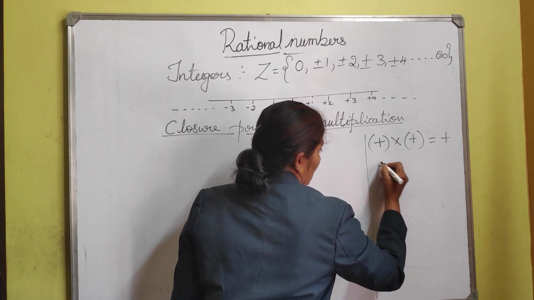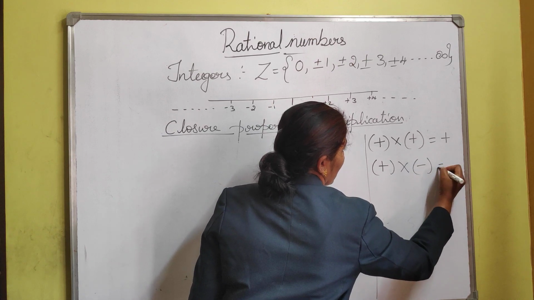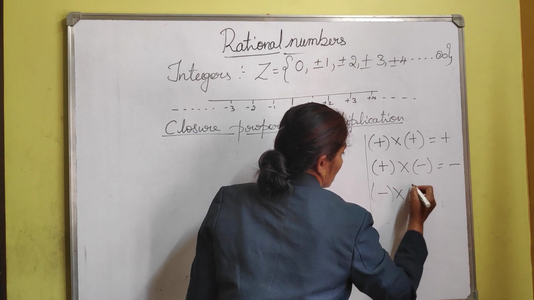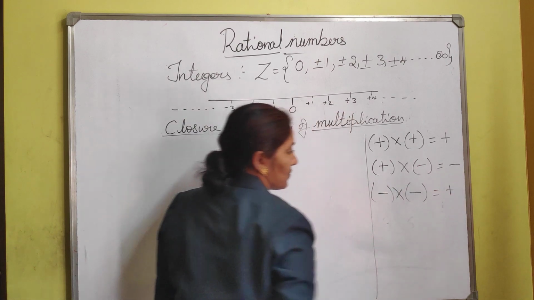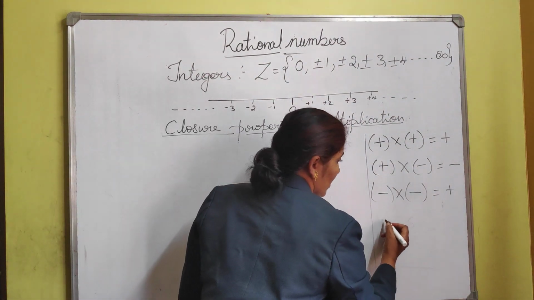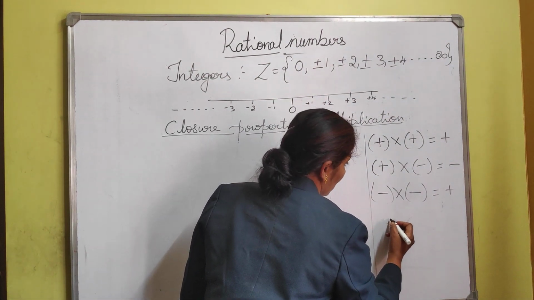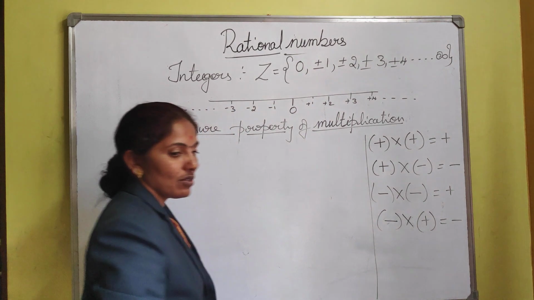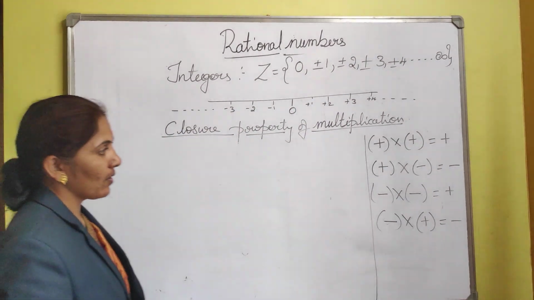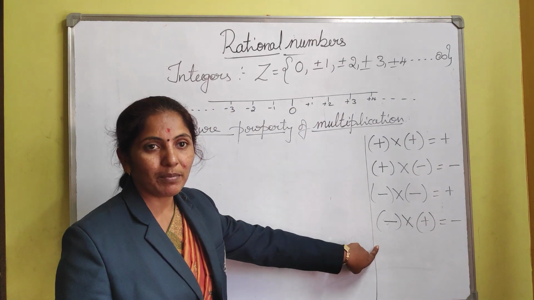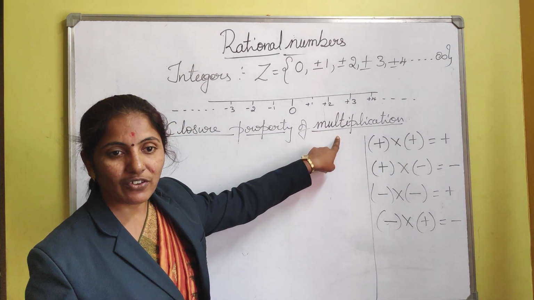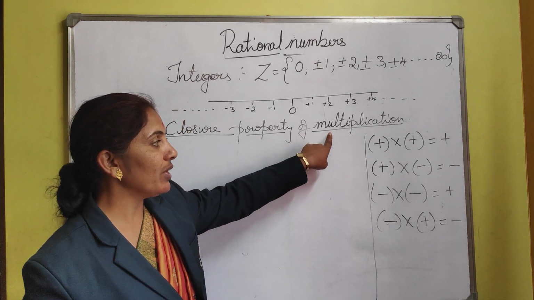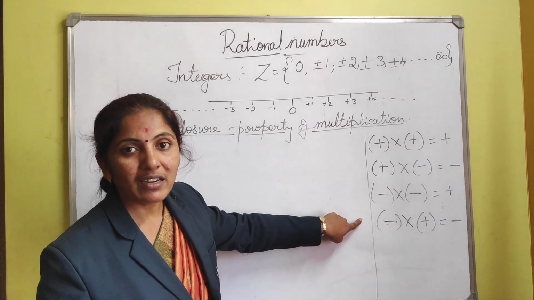Plus into minus is nothing but minus. Minus into minus is again a positive. Minus into plus is equal to negative. These are the rules we have to keep in our mind while doing multiplication of integers. If we know the rules for multiplication, this also helps even in division.